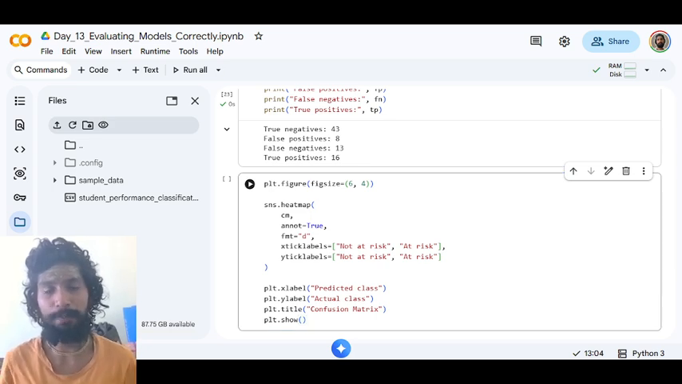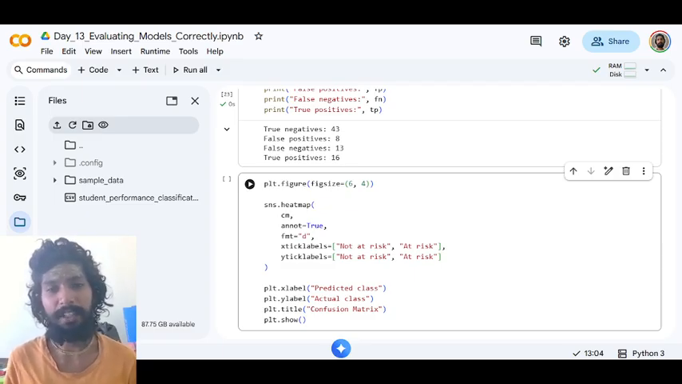Let us understand the arguments. annot not equal to true displays the numbers inside the boxes. fmt equal to d displays the numbers as whole numbers. The horizontal axis shows the predicted classes. The vertical axis shows the actual classes.